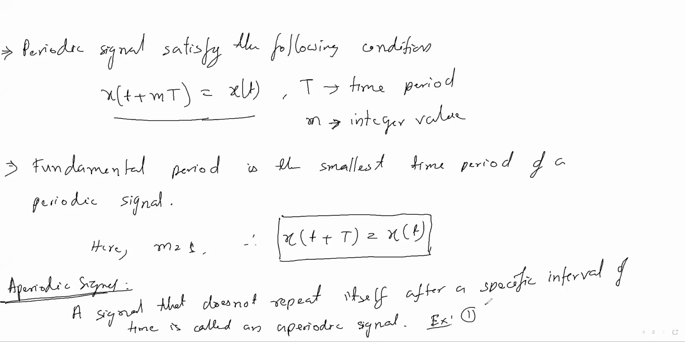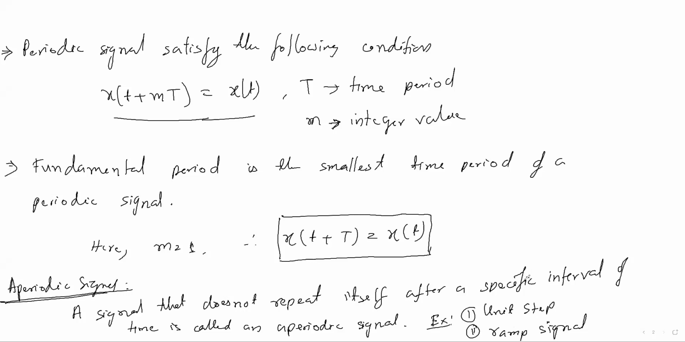Examples are like unity step signal. Unity step signal, I think you know. Already I have discussed so many times. Unity step signal whose amplitude is 1 for the positive time duration. You can see its shape does not repeat. Okay. Or a ramp signal. Ramp signal also you should know. So these signals are not periodic signals. These are called aperiodic signal or non-periodic signal. Okay.